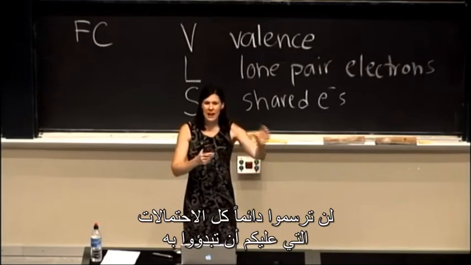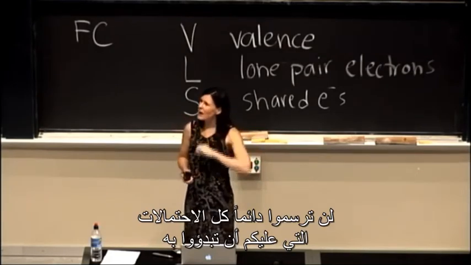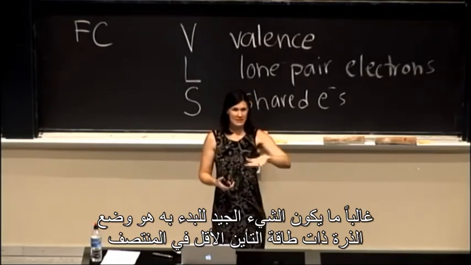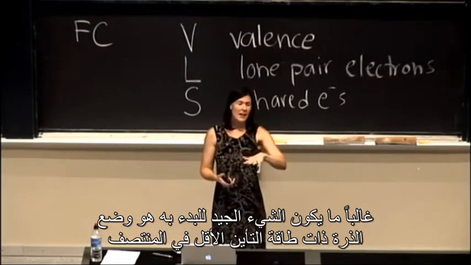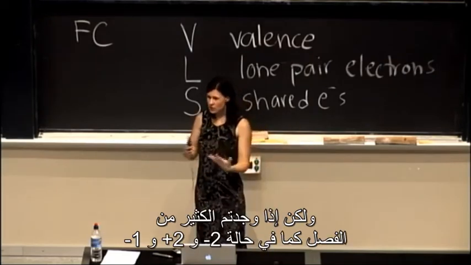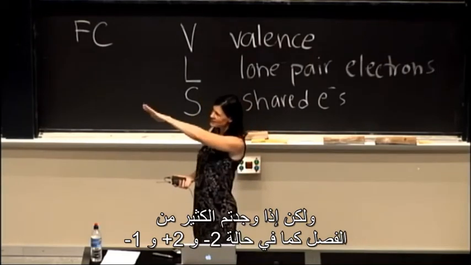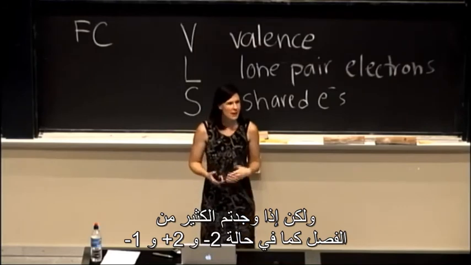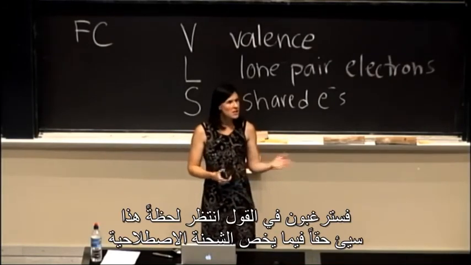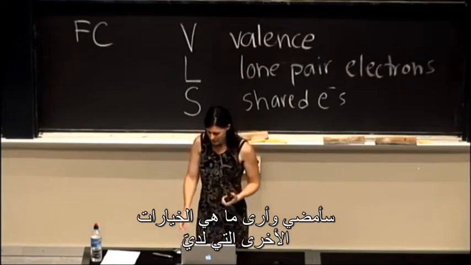You won't always draw out every single possibility that you have to start with. Often a good thing to start with is to put the lowest ionization energy atom in the middle. And if you don't have charge separation, then go with that structure. But if you do find you have a lot of separation, such as the case in -2, +2, and -1, then you want to say, wait a second, this is really bad in terms of formal charge. Let me go ahead and see what other options I have here.